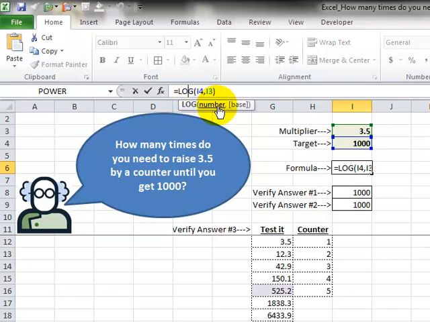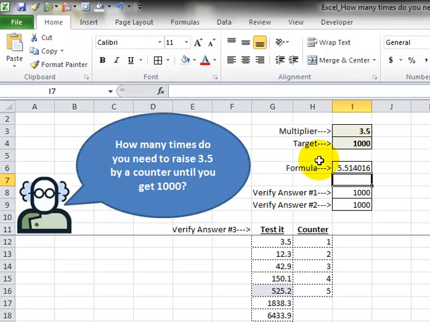We have two components here. The number, which is in cell I4. And now you notice how the base is in square brackets. It's optional. I believe it's 10 by default. But here I'm specifying it, changing it, saying that it's over here in cell I3, which is 3.5. So when we press enter, it gives us the correct answer of 5.51.